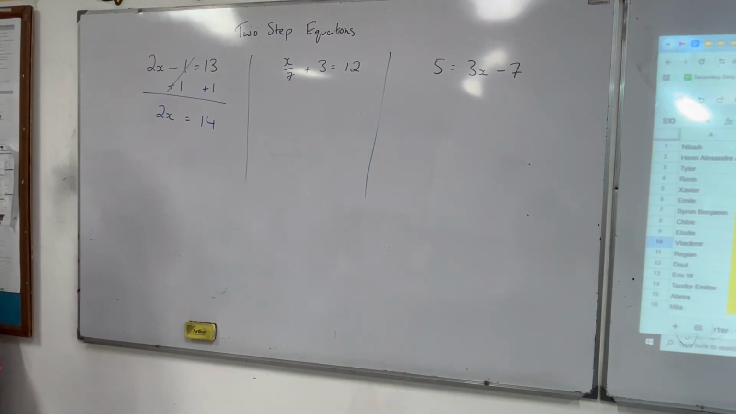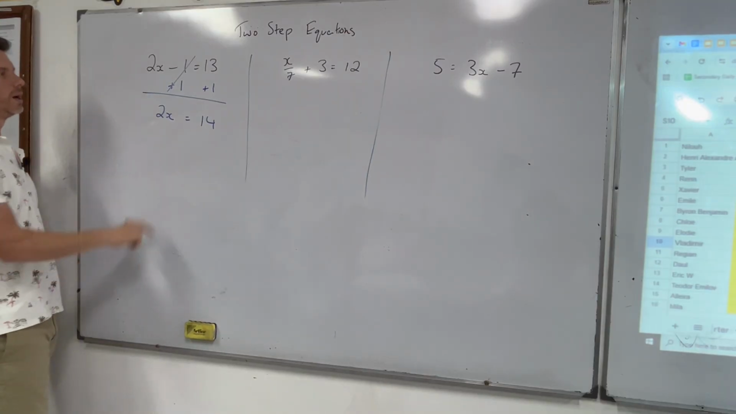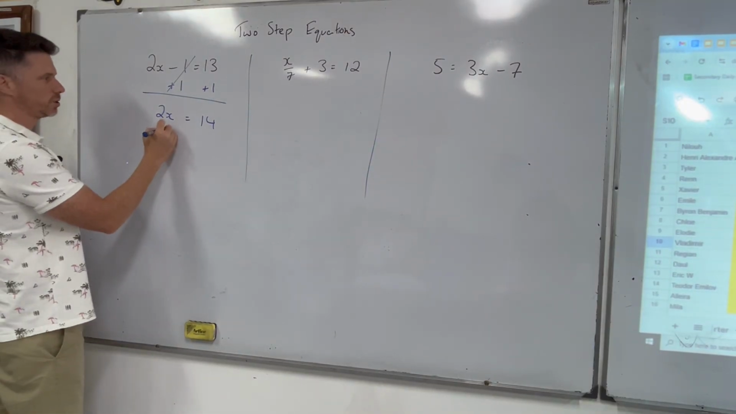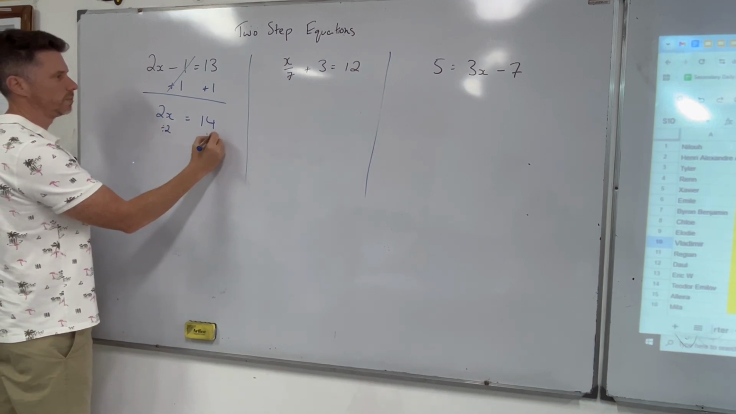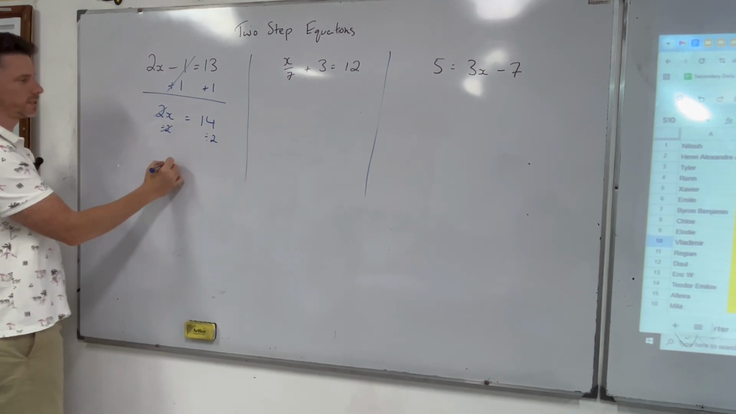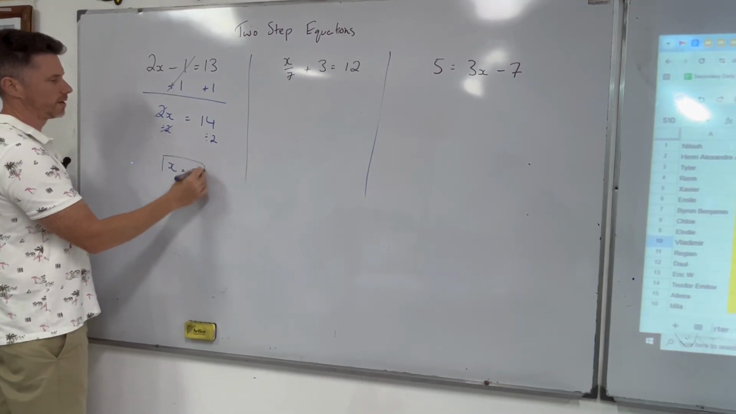And now we start again. We've done one step, now we're going to do a second step. How do I get rid of 2 times x? Yeah. Divide by 2. Do the opposite operation, divide by 2 here, divide by 2 here. 2 into 2 goes once, so I'm just left with a single x. 14 divided by 2 is 7. So now I have my answer.